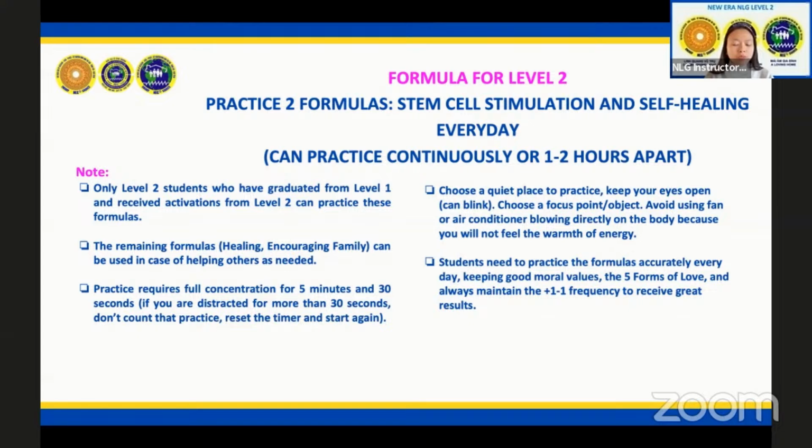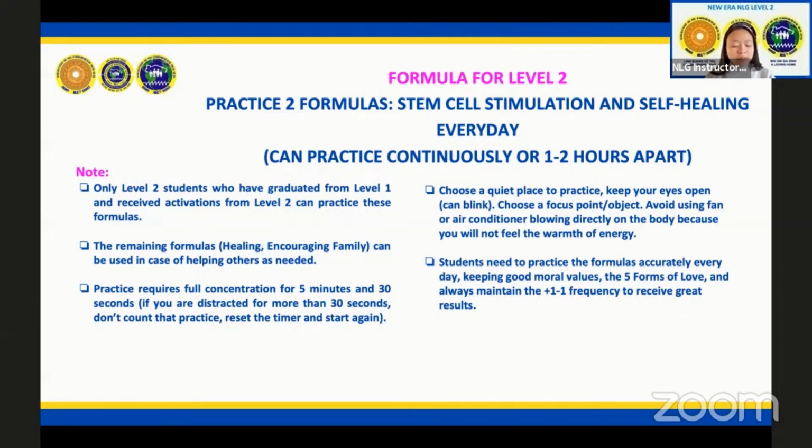Practice requires full concentration for 5 minutes and 30 seconds. If you're distracted for more than 30 seconds, don't count that practice. Reset the timer and start again. And when we say distracted, we mean when your mind starts to wander off somewhere else, when you start to think about other things. Whereas, for example, if you're in the middle of practice and then you cough or you sneeze, that doesn't count as distraction. You can just go on.